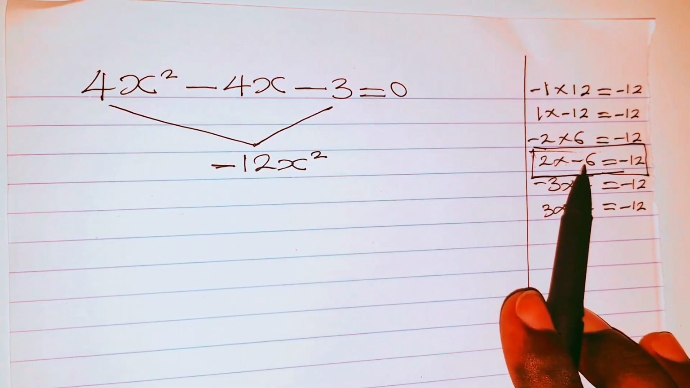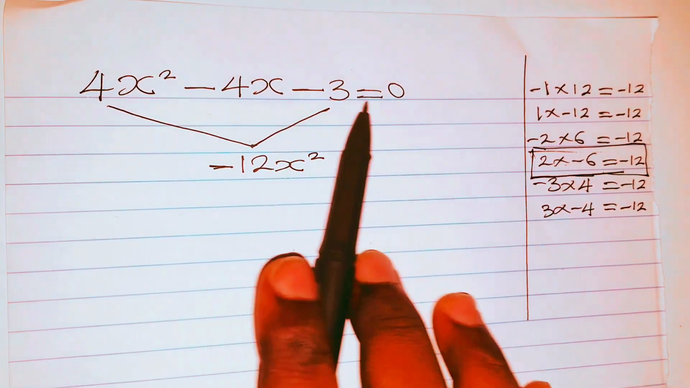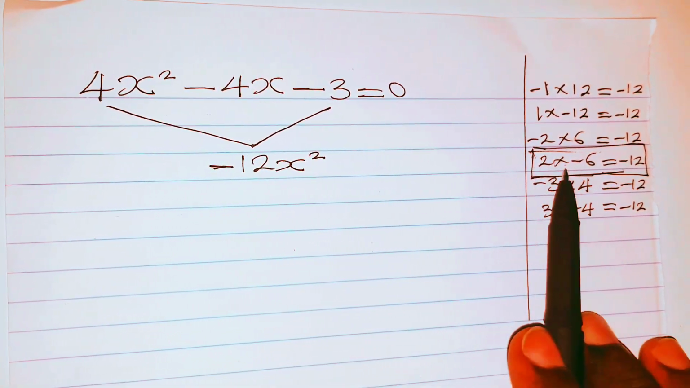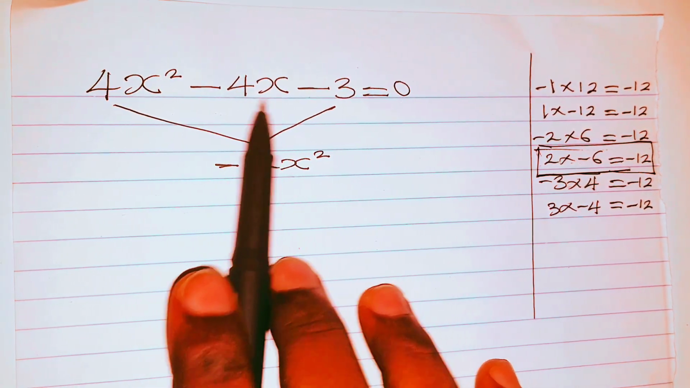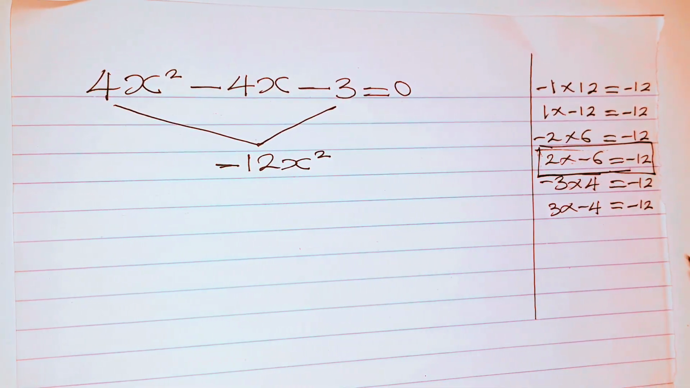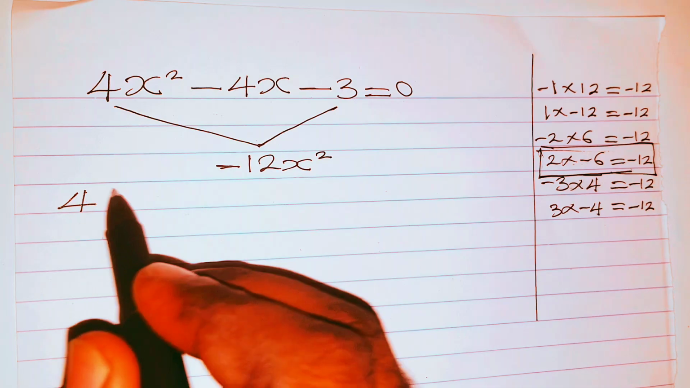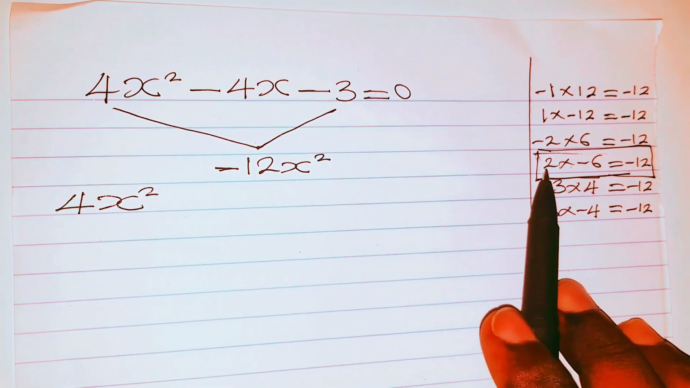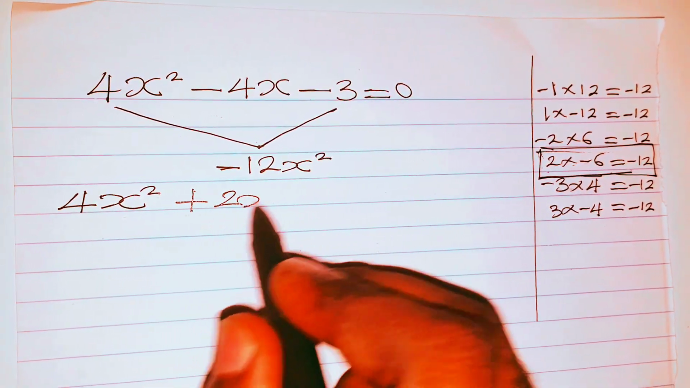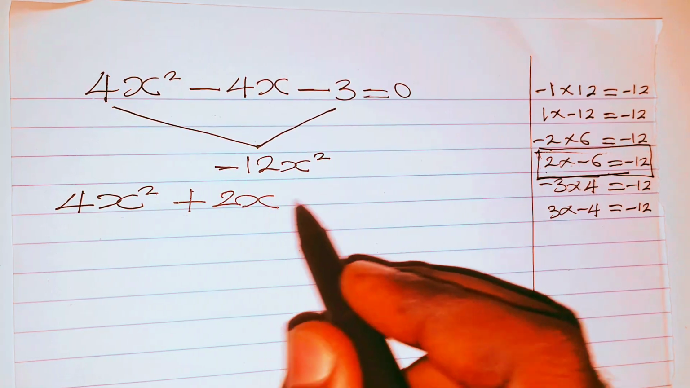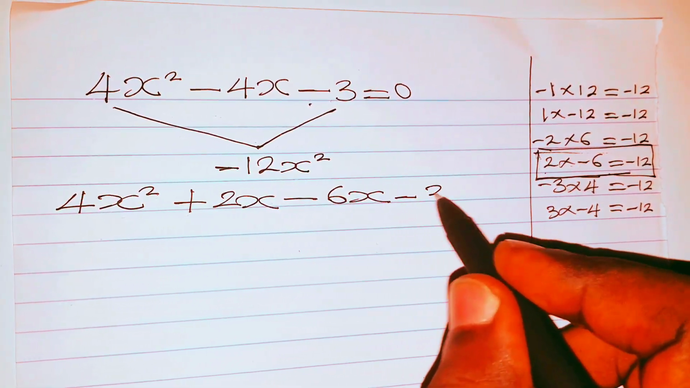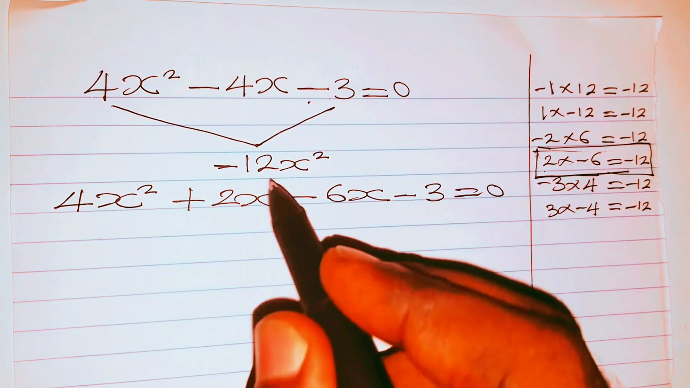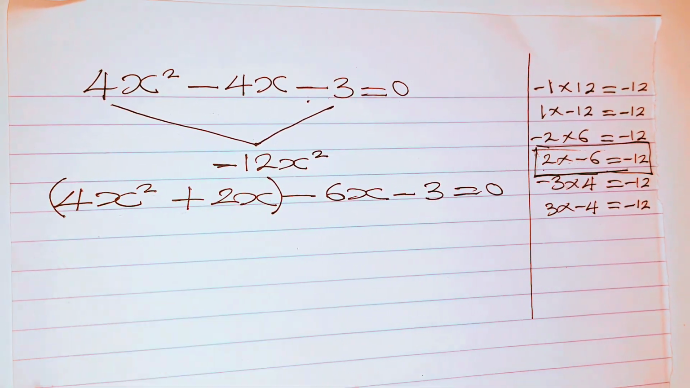And then we're going to bring this into the quadratic equation in such a way that these two factors of minus 12 will represent minus 4x in the quadratic equation. So let's bring them in, and this becomes 4x squared, and then this is 2, that's going to be plus 2x, and then minus 6 here becomes minus 6x, and then the constant term, that's minus 3, equal to 0. And then you can just pair them up this way.